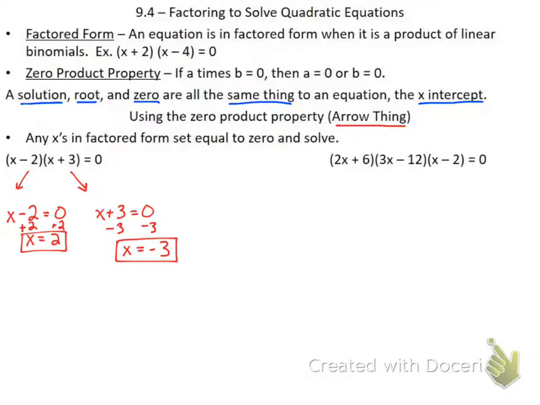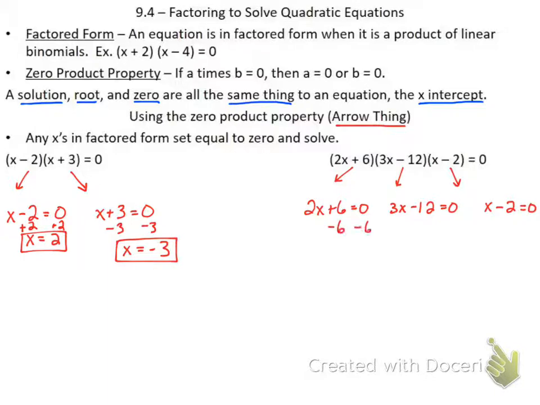It doesn't matter how many parentheses there are. If there's an x in it, that means that I'm going to do the arrow thing with it. So this one, just like that, go 2x plus 6 is equal to 0, 3x minus 12 is equal to 0, and x minus 2 is equal to 0.